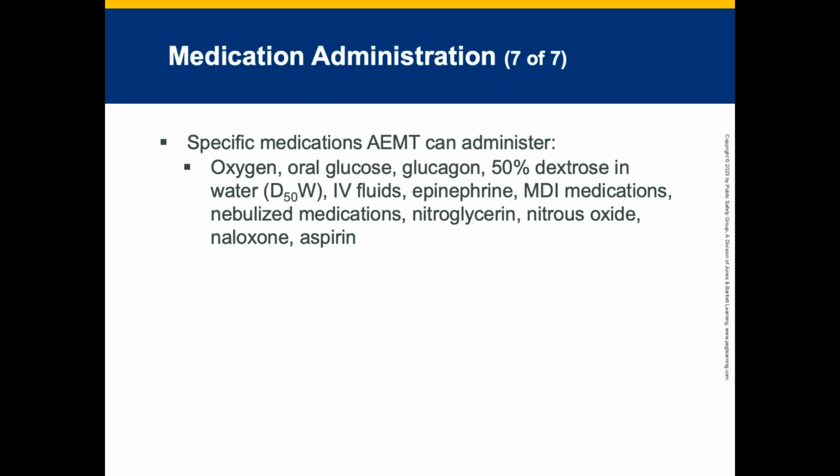So glucagon helps with the diabetics. D50, which we do not carry in the field anymore in New Hampshire. We carry D10 now instead. But D50 is still the national standard, which you will be tested on in your national practical, right? They'll have you do a D50 administration. That's for diabetics with hypoglycemia. Same thing with glucagon.